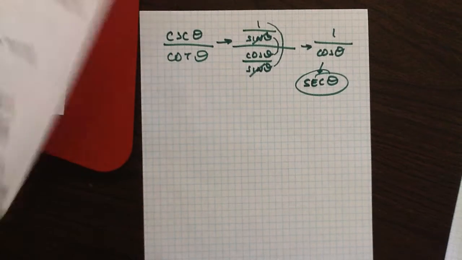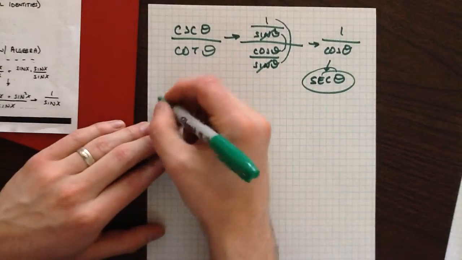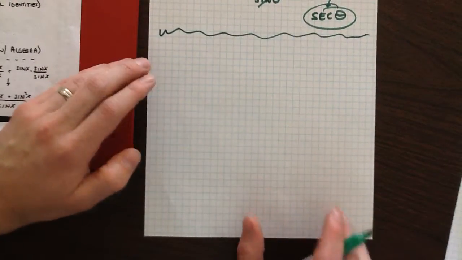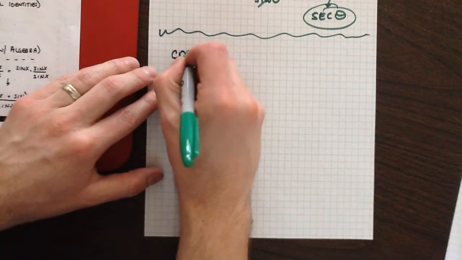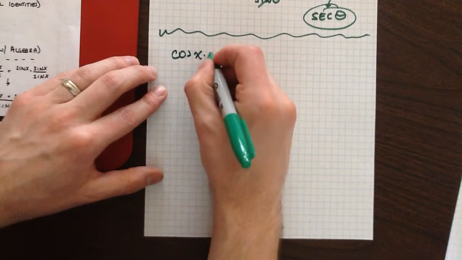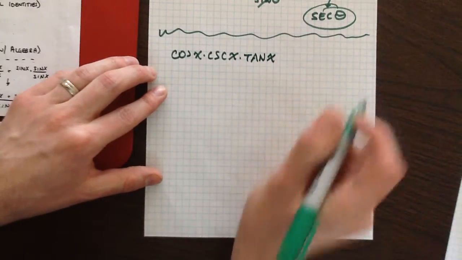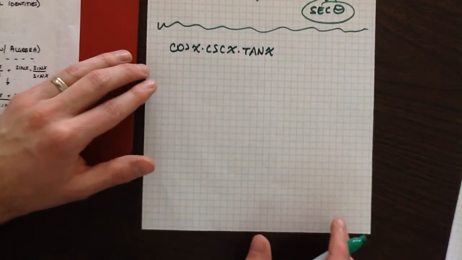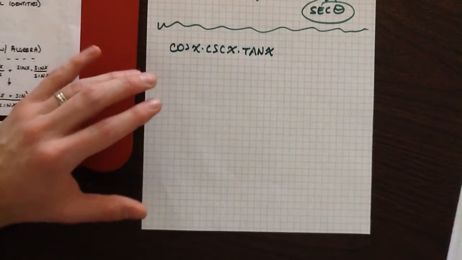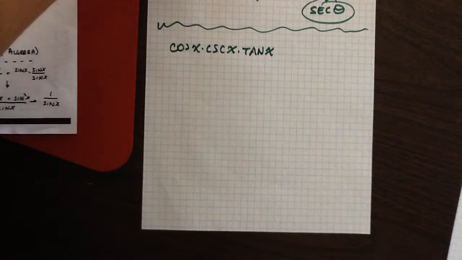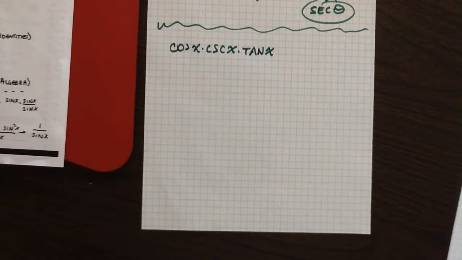Let's try another one. Now, this really gets to work our algebra. We need to be good, confident, and solid with our algebra. Cosine of x times cosecant of x times tangent of x. Oh boy. Now, as I did with that last one, sometimes it's a good idea to switch it in terms of sine and cosine. Sometimes it's not.